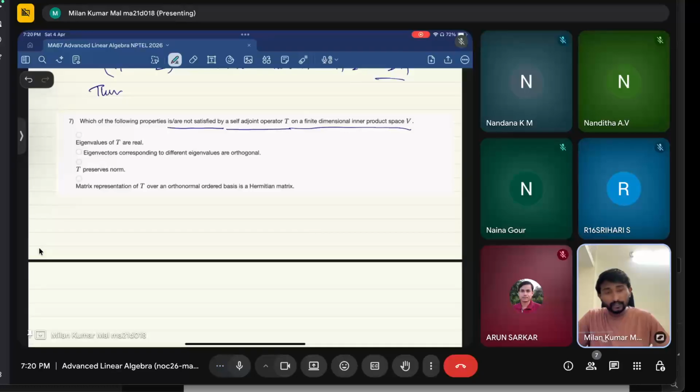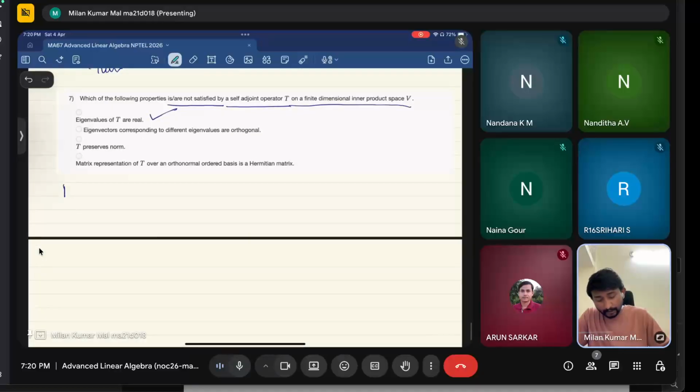First of all, eigenvalues of T are real. That is a correct statement. Eigenvalues of T are real. That's a correct statement, so that's not a correct option. We have to find those. I'll come back to why the eigenvalues of T are real. But okay, let me see.